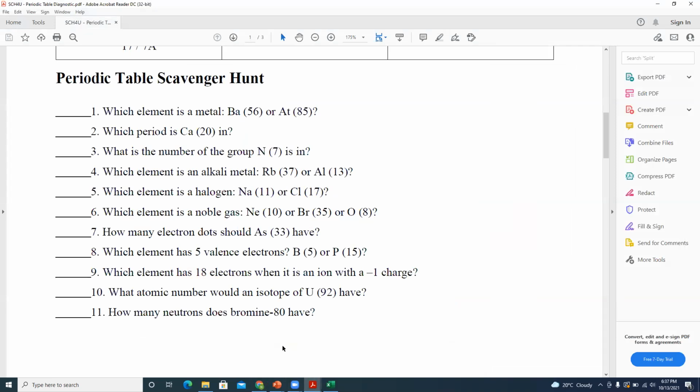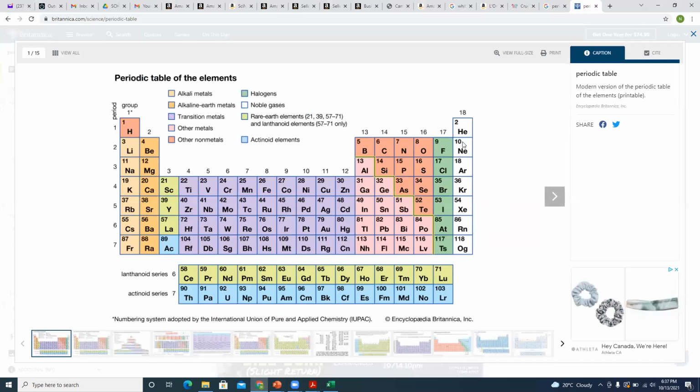So which element is a noble gas? Is it neon, number 10, bromine, 35, or oxygen, 8? So let's have a look at our periodic table. Neon number 10, exactly. It's in the very last group, last column. These are the noble gases. These are very unreactive.